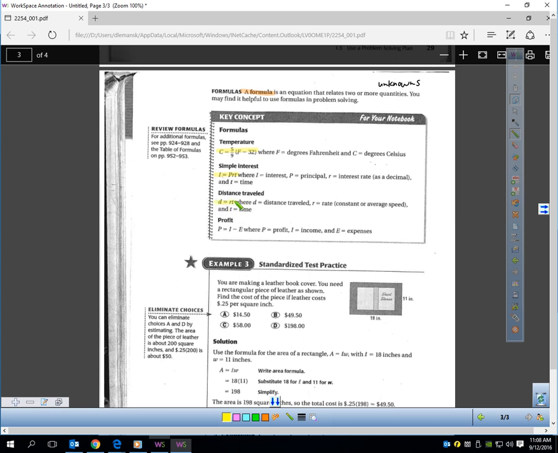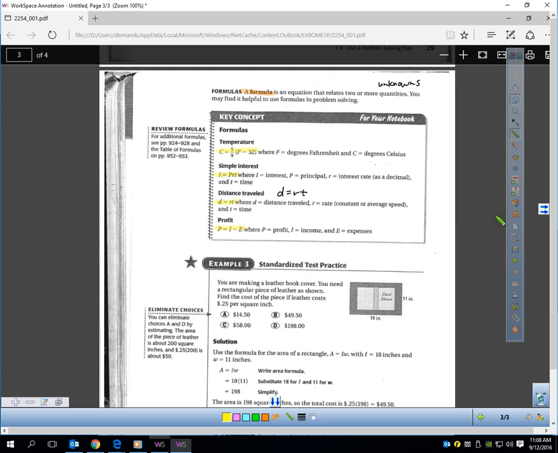A distance traveled. Now, this one we should know by heart. Distance equals rate times time. That's one we ought to know. And then we've used this one, or I'm sure you've used, I know we used this one the other day in class, profit equals income minus expense. That was one of the word problems that we did. So why don't you pause the video here, write those down.